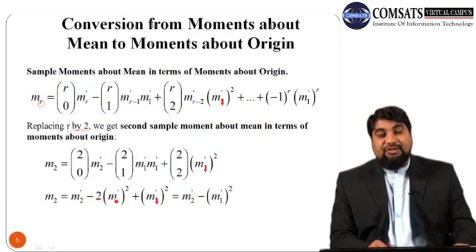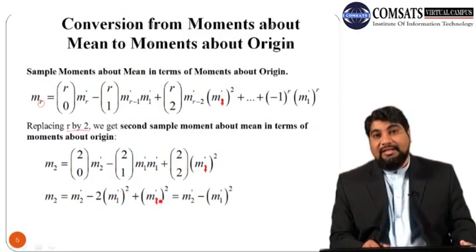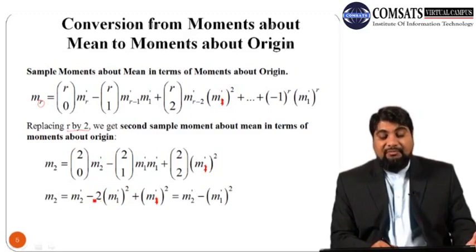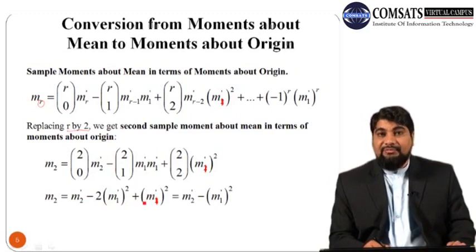So here we have minus 2 m1' whole square plus 1 times m1' whole square. Both terms are the same, their coefficients are different, so we can combine these two terms. The coefficient of the second term is minus 2, while the coefficient of the third term is plus 1, so minus 2 plus 1 we get minus 1. So this is simplified to m2' minus 1 times m1' whole square.